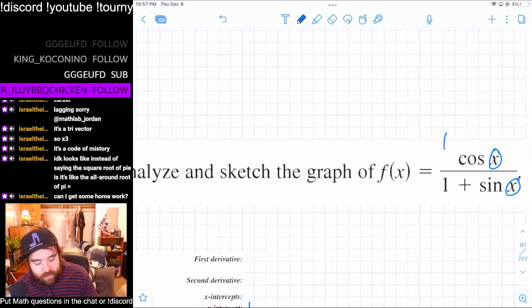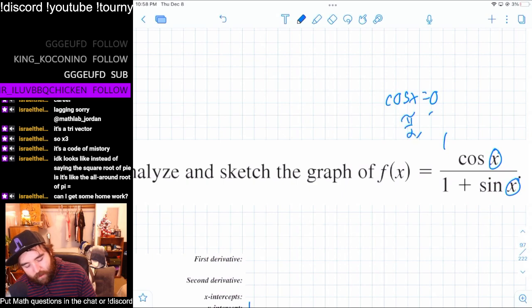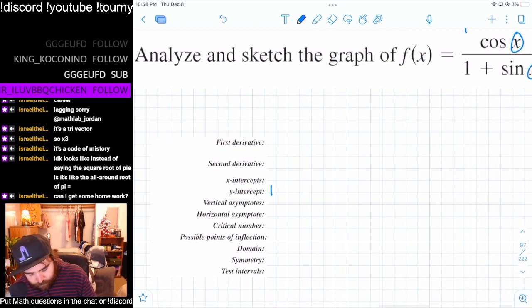X-intercepts. When does this thing equal 0? When does the cosine of x equal 0? Well, we can just go 0 to 2 pi and kind of generalize it, I suppose. So we'll have a period of 2 pi. So 0 to 2 pi will be a decent period to look at. So it's going to be cosine of x equals 0 at pi over 2 and 3 pi over 2. So those will be x-intercepts: pi over 2, 3 pi over 2.